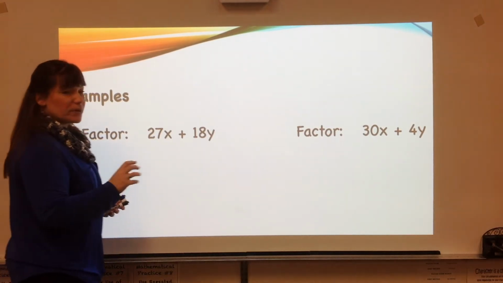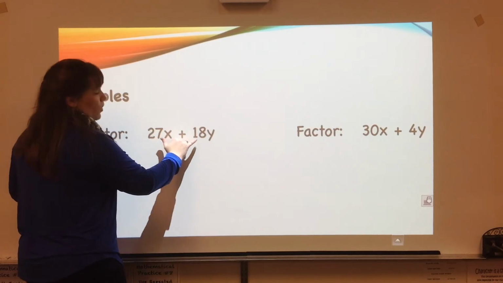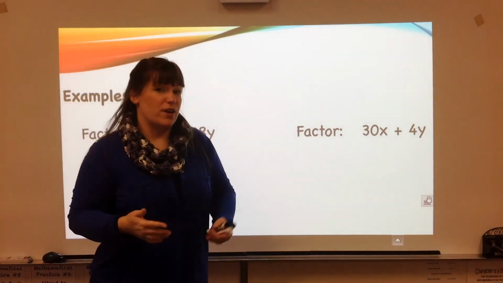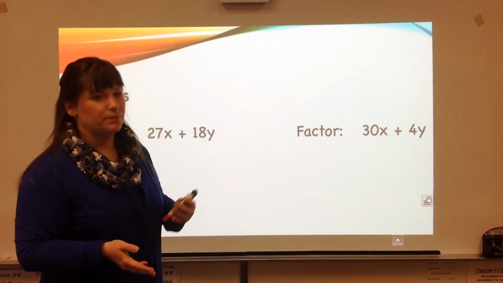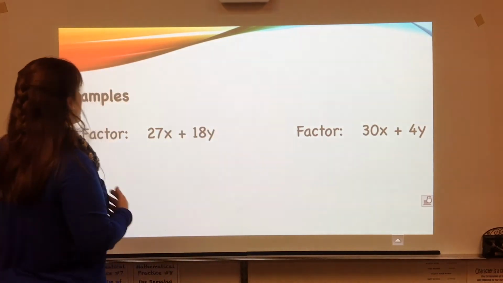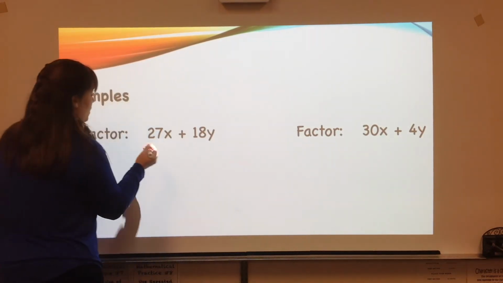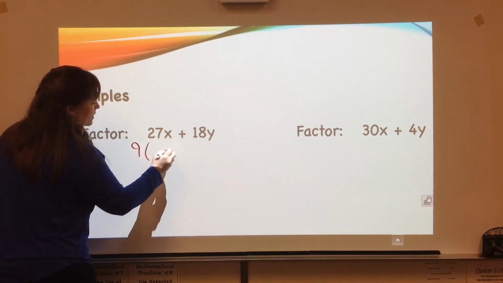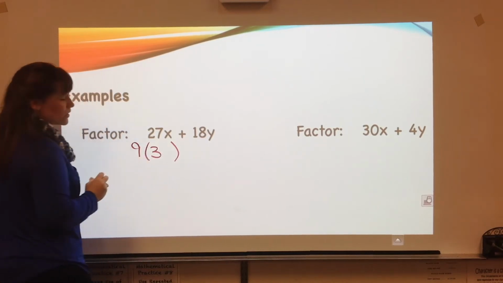So just like when we were factoring out in the lesson before, we have to look at the coefficients and think what number is the greatest common factor between those. So I'm looking at 27 and 18. I could pick 3, but the biggest number is 9. So I'm going to think 9 times what gets me 27? 9 times 3 gets me 27.